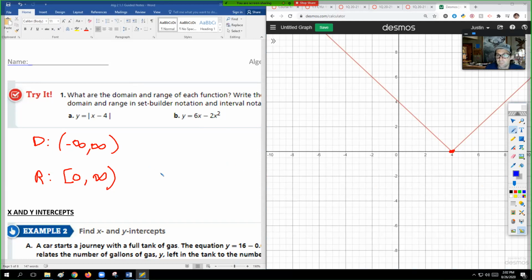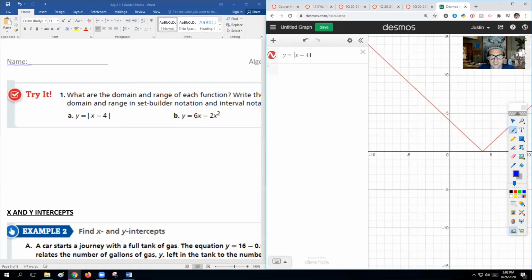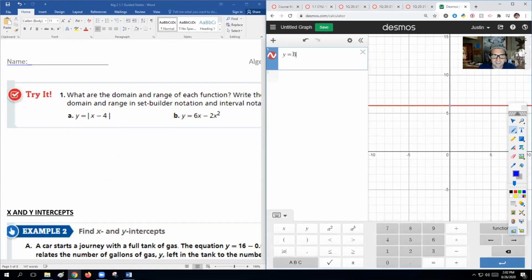All right, so pause the video if you need to write that down, but I'm going to have to delete it so I can get to the next graph. All right, next we've got y equals 6x minus 2x squared.